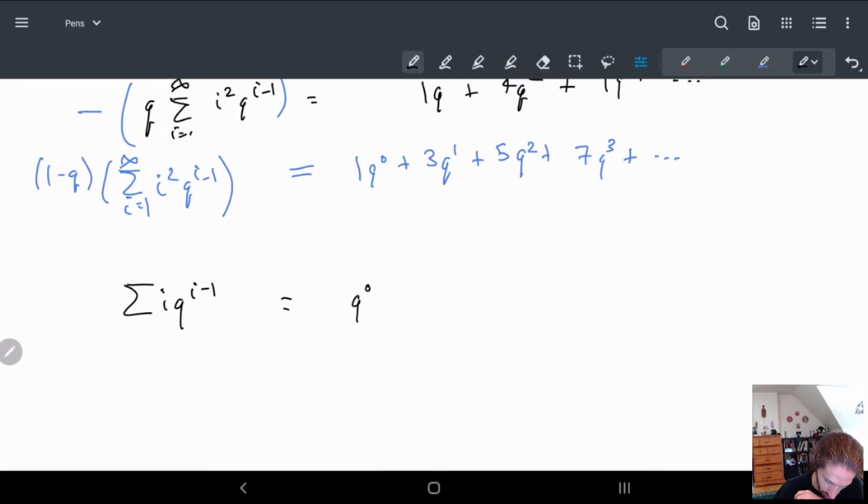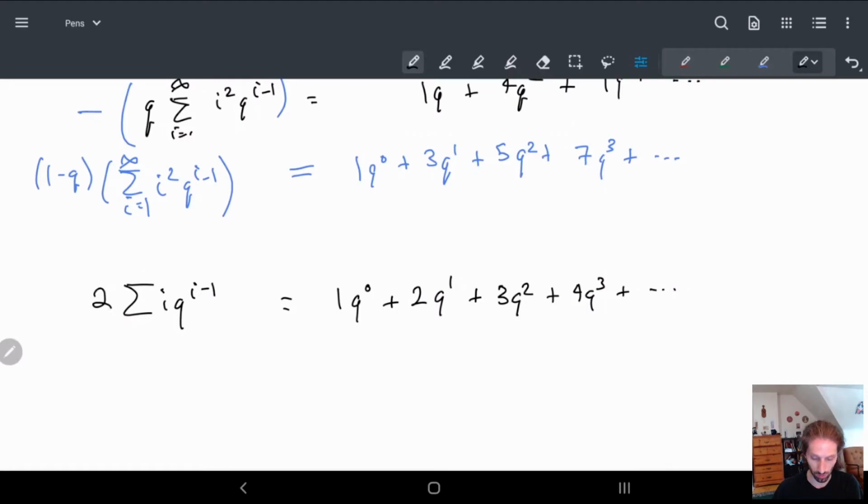q to the 0 plus 2q to the 1 plus 3q squared plus 4q cubed, etc. But I want to get rid of just the even ones, right? So I'm going to multiply this by 2. What this is going to do is give 2 here, 4 here, 6 here, 8 here.